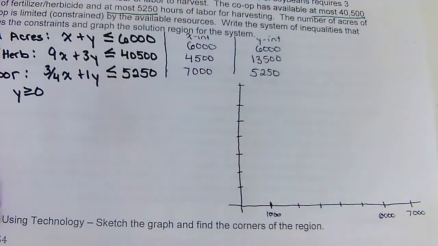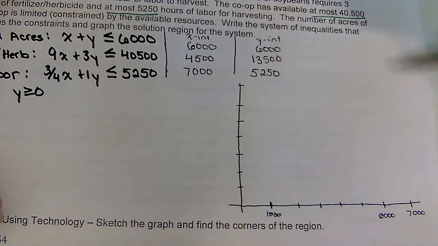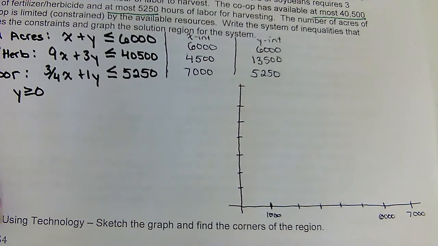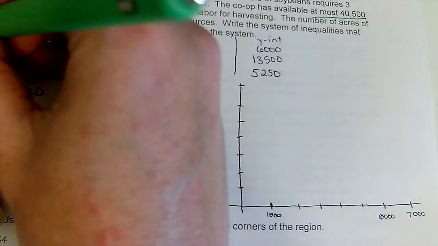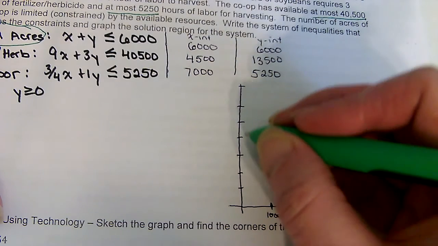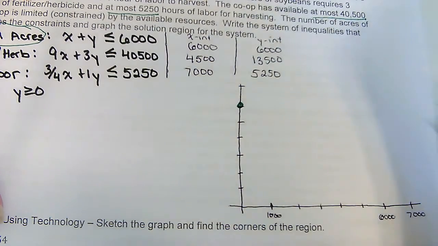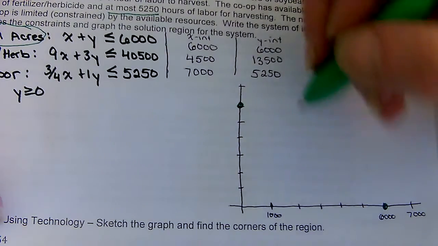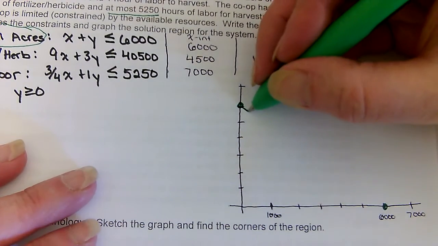So the first line, the total acres. This line is the total acres. I'm going to do that one in green. So 1, 2, 3, 4, 5, 6,000 and 6,000. And I'm going to connect my dots.